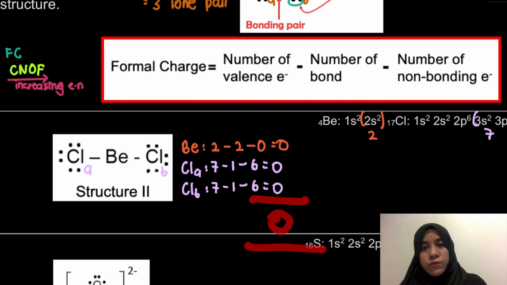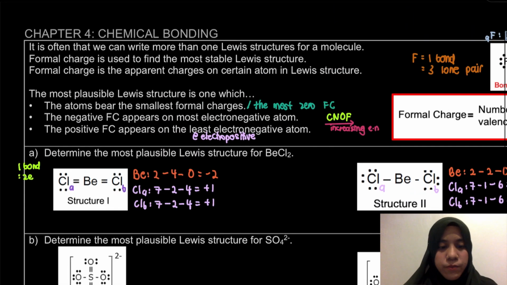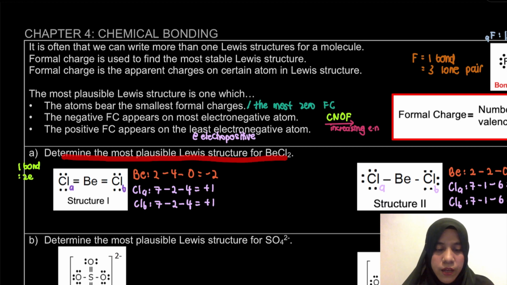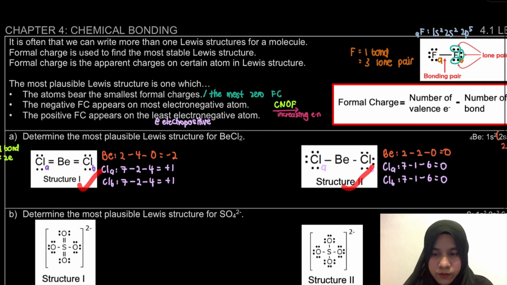Okay. So, sebenarnya kita bukan nak tengok total dia yang mana yang kecil. Kita kena tengok berdasarkan ni lah. Okay. The most plausible Lewis structure is one which the atom bear the smallest formal charge ataupun the most zero formal charge. Okay. So, sekarang ni bila dia tanya determine the most plausible Lewis structure. So, compare lah structure 1 ke structure 2.